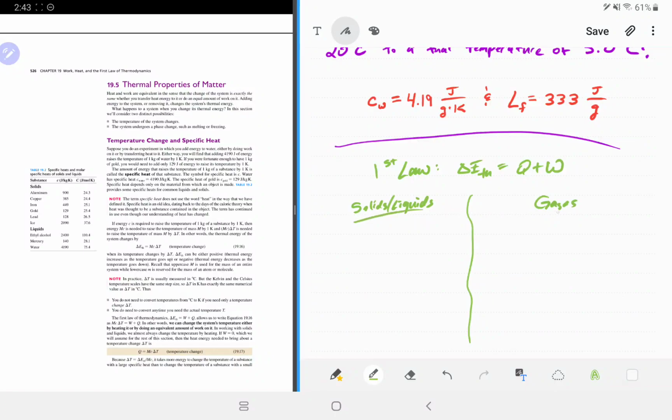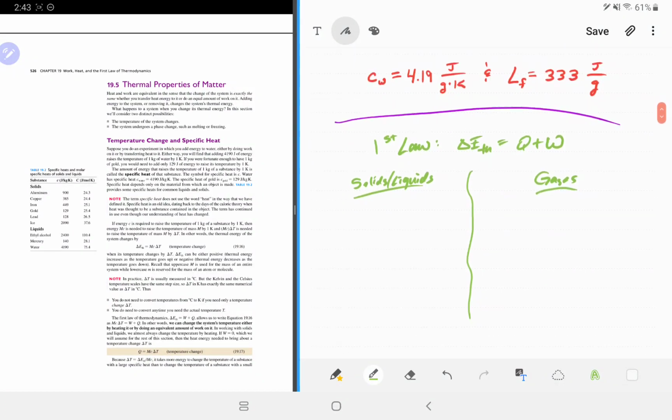it's true that these are very hard to compress. So solids and liquids basically don't change their volume. It's hard to change the volume of these things. And as a result of this, the work done either by the system or on the system is equal to 0. And so because of this, the change in thermal energy is equal to the heat supplied by the surroundings on the system. And this is what we're going to study in this video.